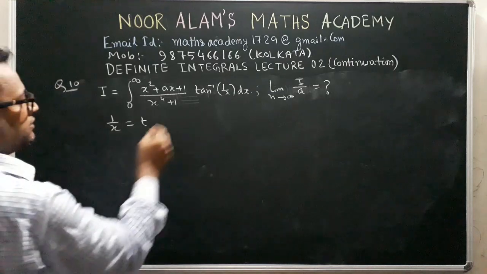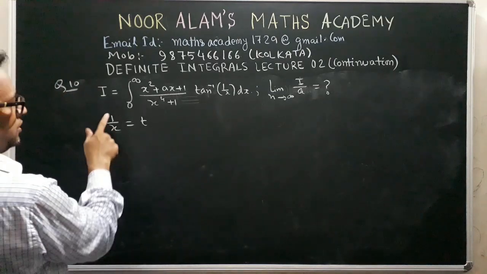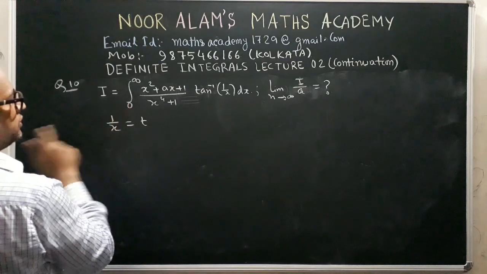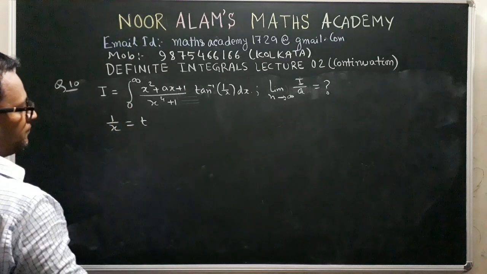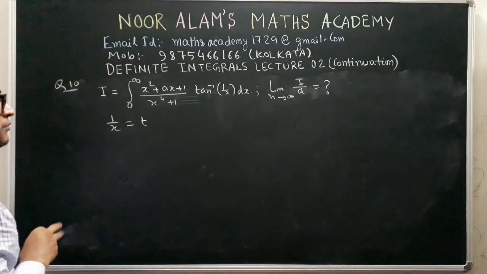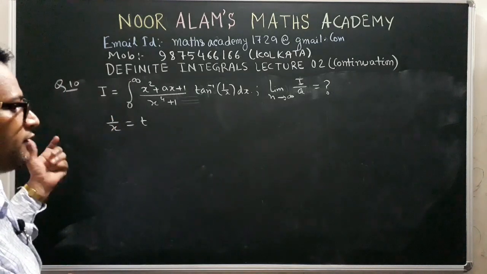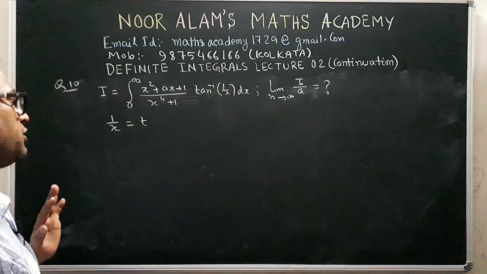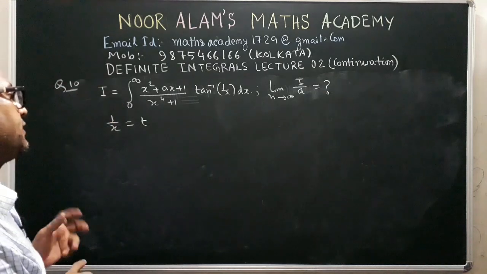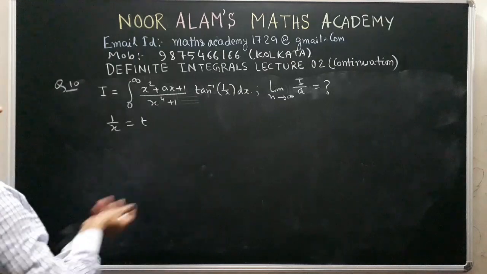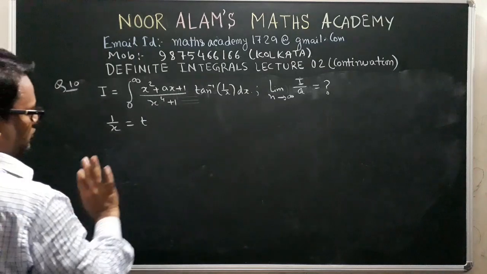Now you think that if I take the substitution 1 by x is equal to t, and if you put 0 it will become infinity. So there is no problem, because when you take the substitution, at the end points, if the function is not defined or not continuous, there will be no problem. But between the points it cannot be undefined or discontinuous. At the end points we can use L'Hospital and find the value, no problem.